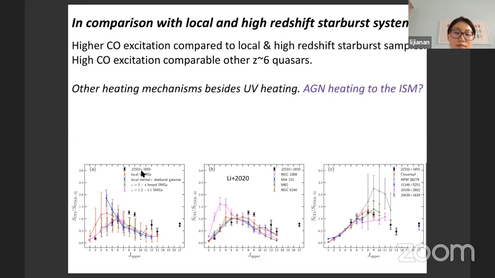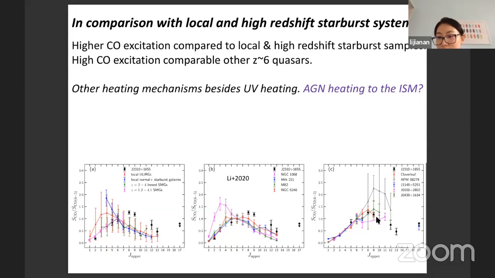We then compare the CO SLED of this quasar, in black, with the local ULIRGs and starburst galaxies and also the high redshift sub-millimeter galaxies. We find that this quasar shows high CO excitation at J equals 8 and above compared to these starburst systems. And we also compare this quasar with local representative starburst galaxies and AGNs. We find also higher CO excitation for this quasar compared to the local examples.